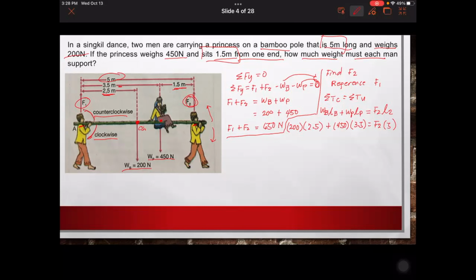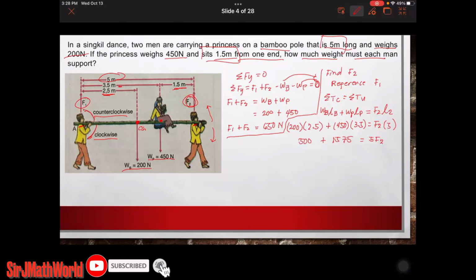So, we have 200 times 2.5, which is 500, plus 450 times 3.5, which is 1575, is equal to 5F2. Please double check my multiplication if it is correct. 200 times 2.5 is 500 and 450 times 3.5 is 1575. Is that right? Okay, it is correct, according to Queen.